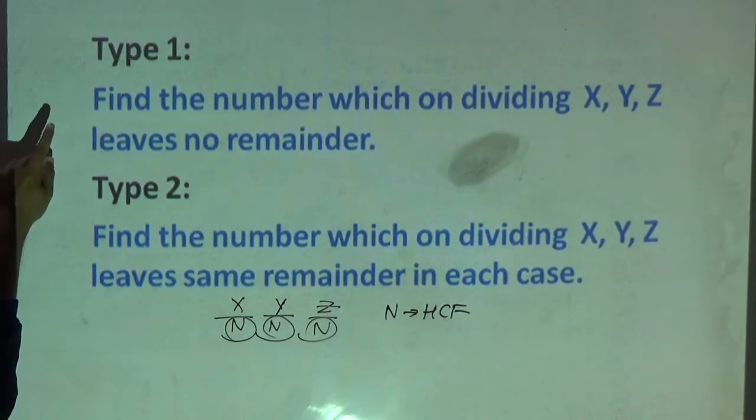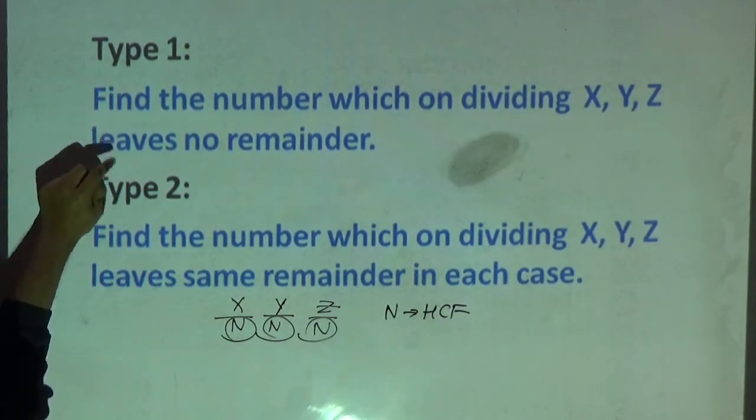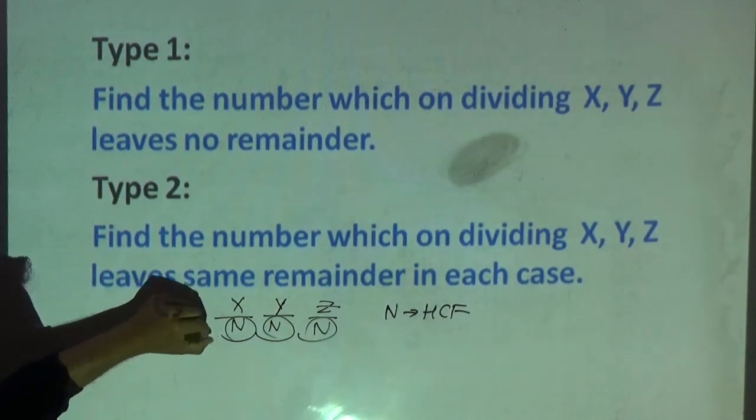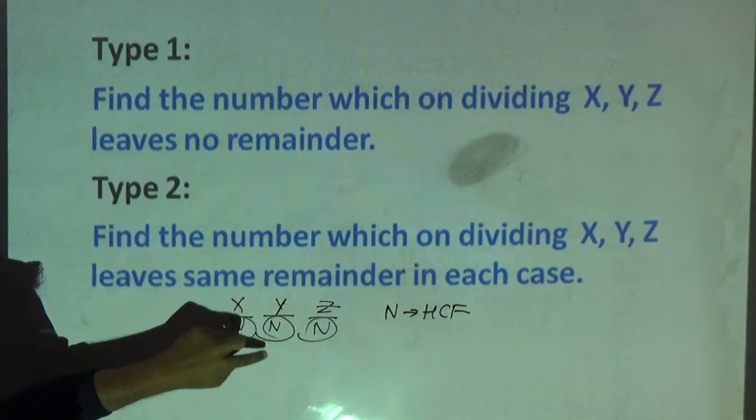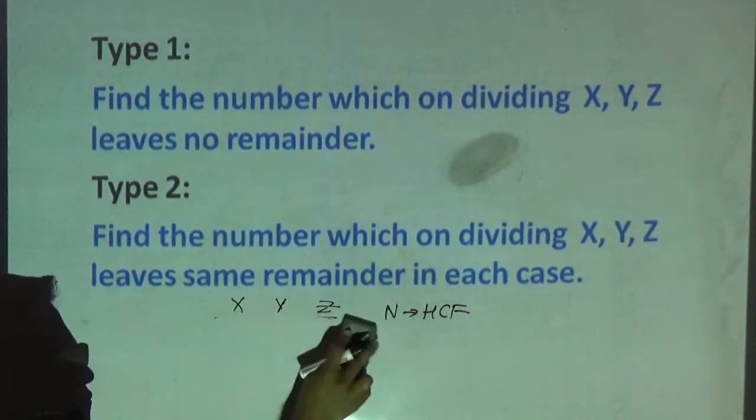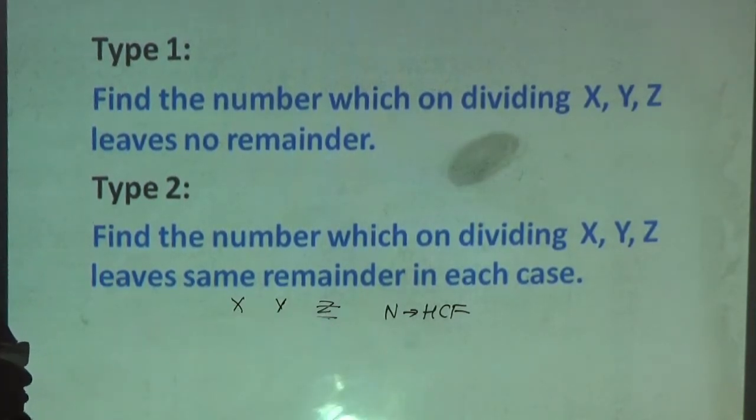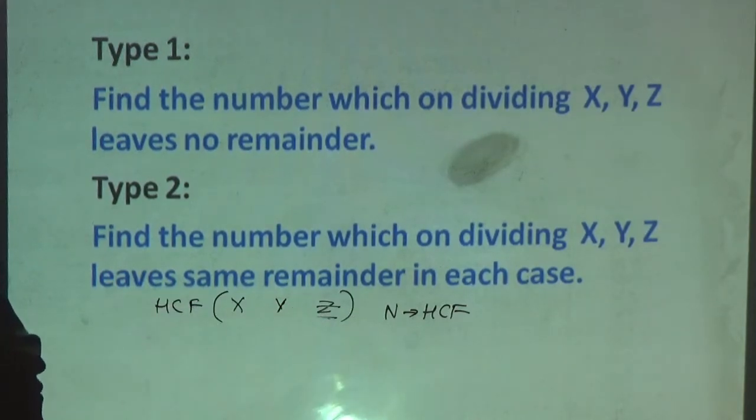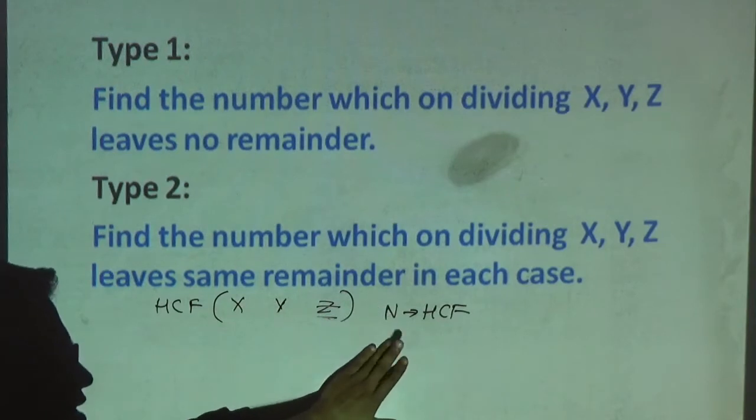Now, find the number which on dividing: when I divide x by that number, it is divisible completely. Y is also completely divisible. Z is also completely divisible. Then what do you need to find out? What is your number? That means you have to find the HCF. HCF of what? HCF of x, y and z. If you find the HCF of x, y, z, then you are going to get that number.